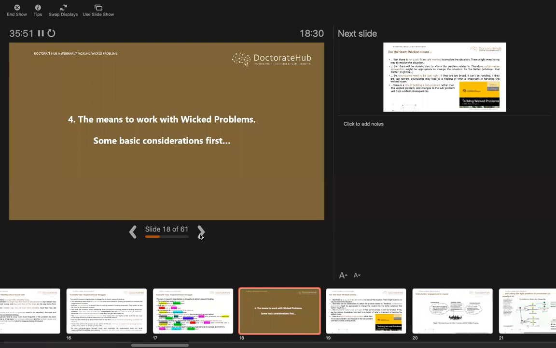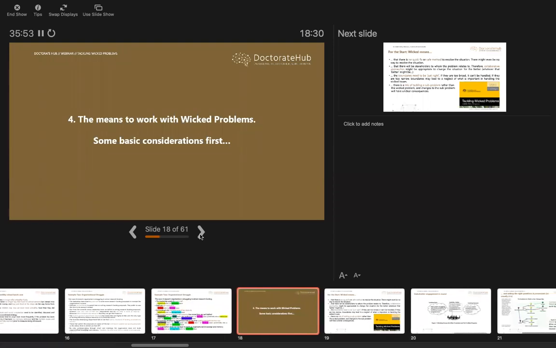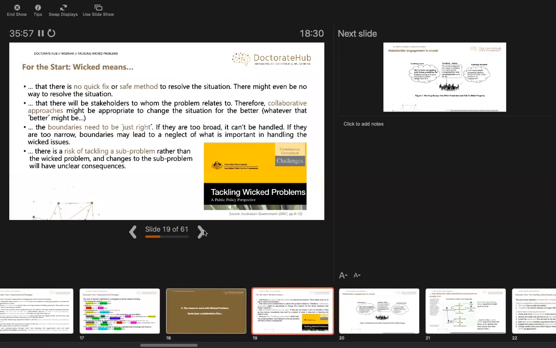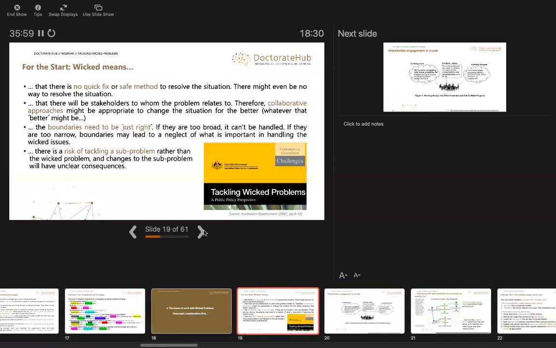Now, what then are the means to work with wicked problems? Let's look into some basic considerations first. The first thing is there's no quick fix or safe method, and that's very important for you to understand. Those who engage in a wicked problem, those who take initiatives, are those to be blamed if things go wrong, likely you.